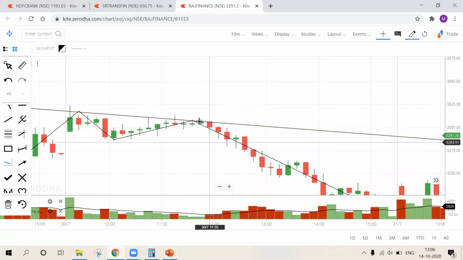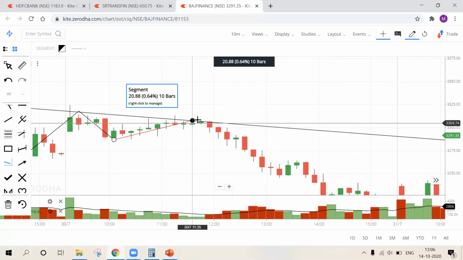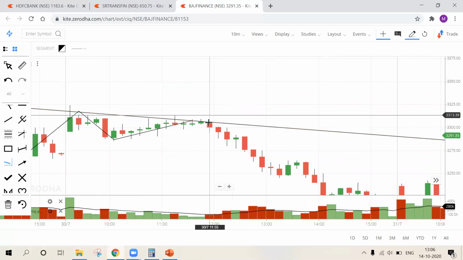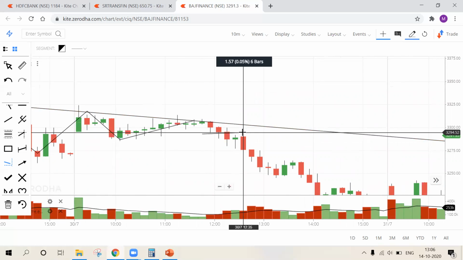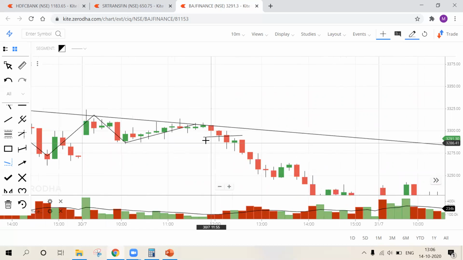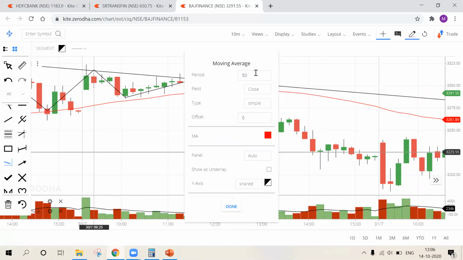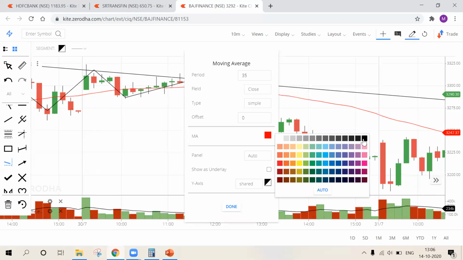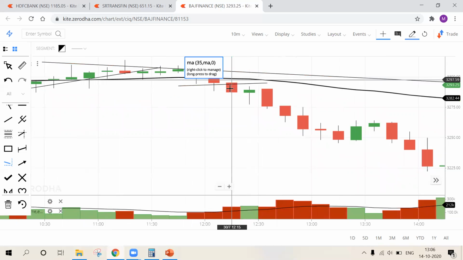So this is confirmation number 1, which is rejection happening at the third point, and you need to look for a lower low. So this is the lower low formation. The third confirmation is that you need to look at the moving average. Moving average 35, color black. Done.